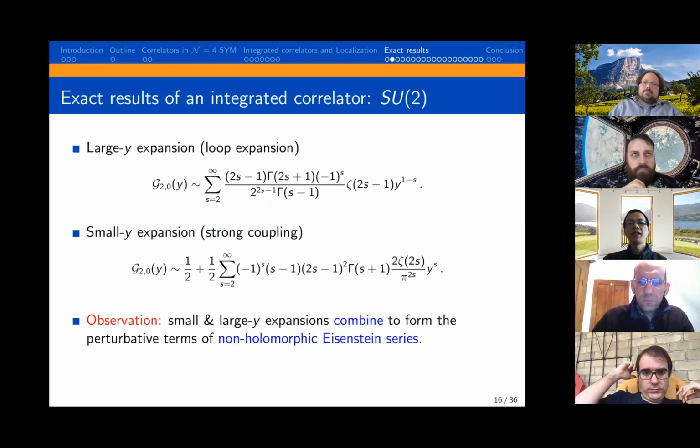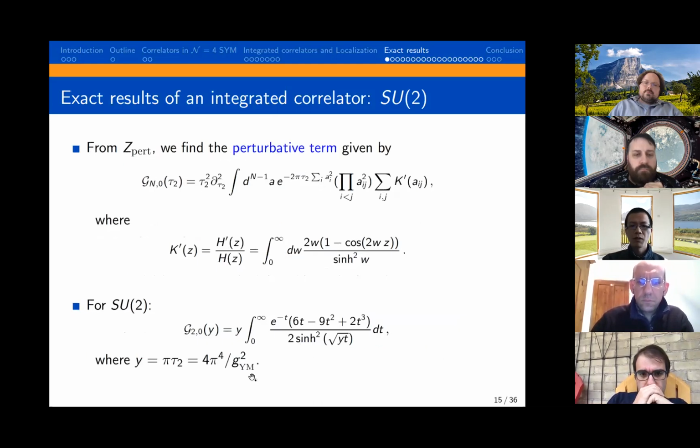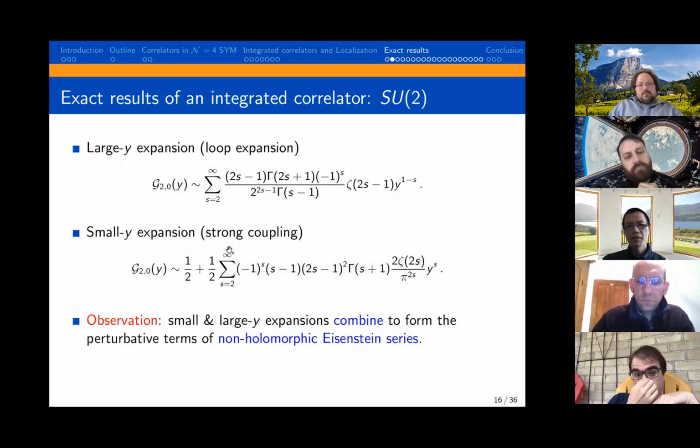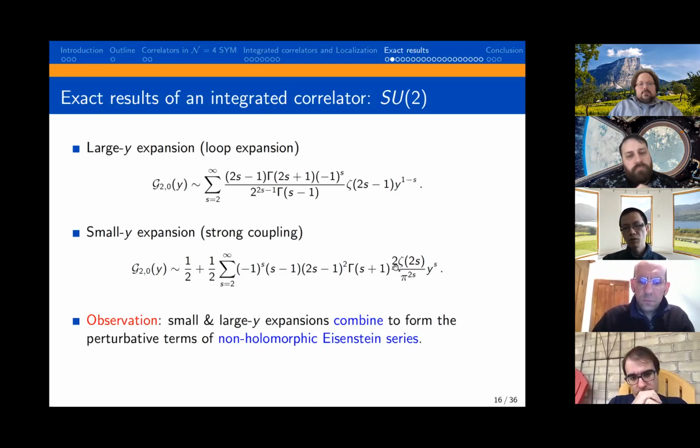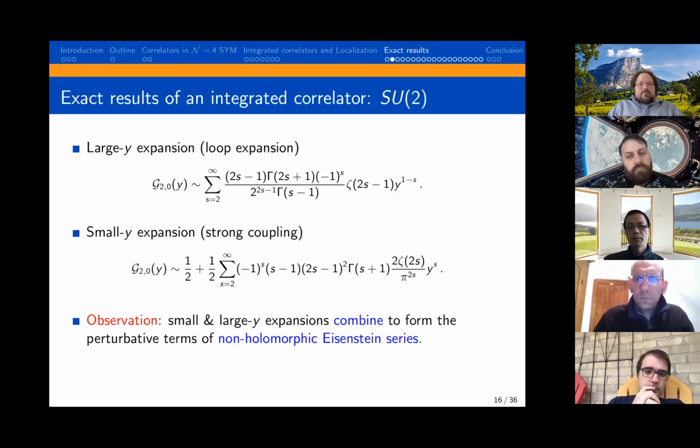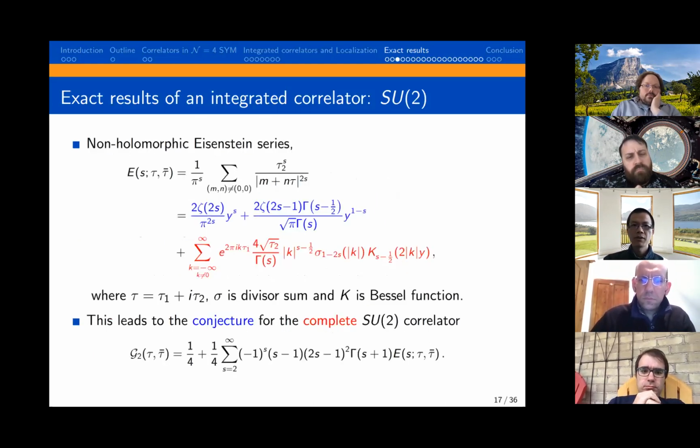Nothing fancy. Then here comes the important observation. We notice that these two coefficients, for the large y expansion, where large y is small coupling, so this is like a loop expansion. Remember, y is 1 over g. Then the small y expansion is like a strong coupling expansion. And the observation is that the ratio of these two coefficients is actually identical to the two perturbative terms of the non-holomorphic Eisenstein series, which let me just remind you.